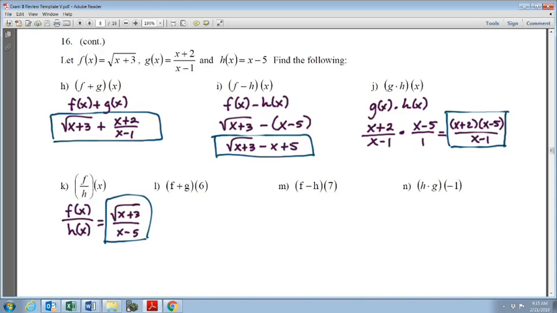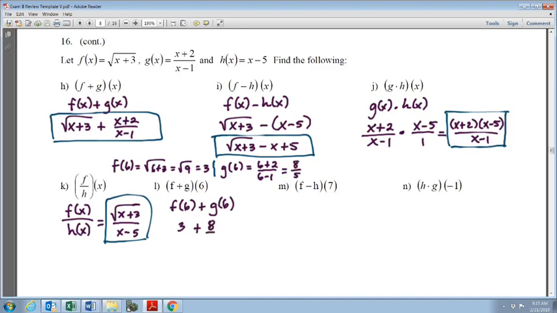Now on number L, if this were f plus g of x, we'd say f of x plus g of x. The only difference is instead of being f of x plus g of x, it's going to be f of 6 plus g of 6. And so we can find f of 6 by plugging 6 into the f function. That'll be the square root of 6 plus 3, or the square root of 9, which is 3, plus g of 6, we'll plug 6 into the g function. We get 6 plus 2 over 6 minus 1, which is 8 over 5.